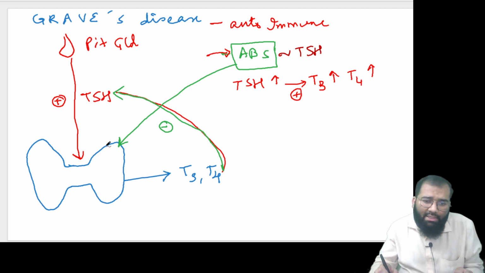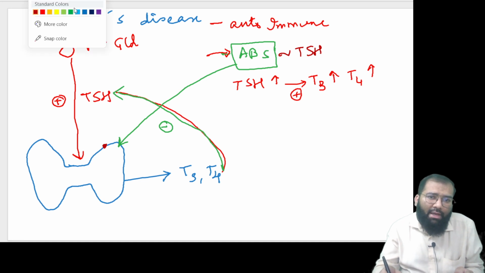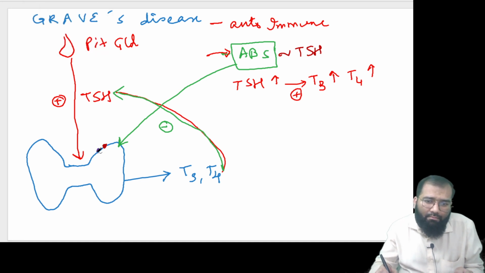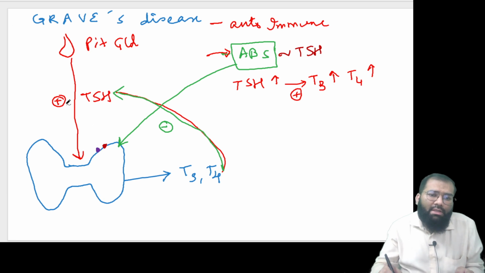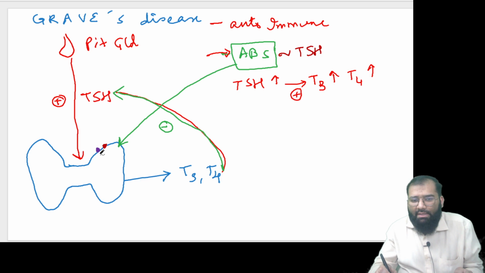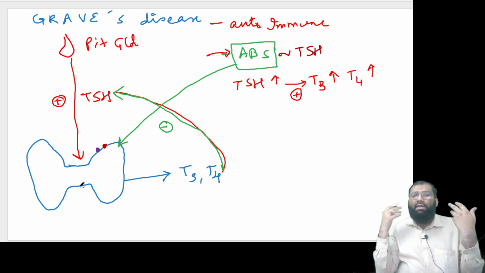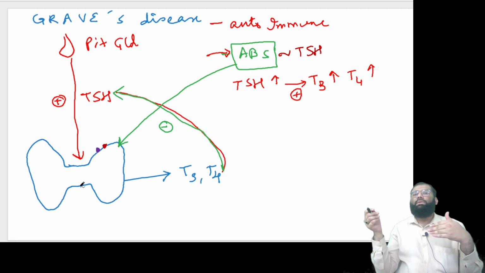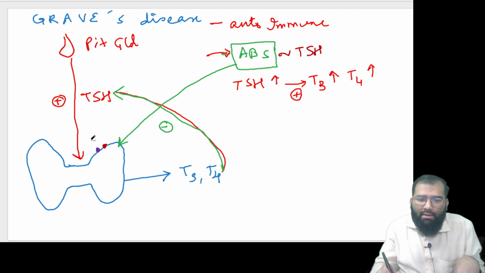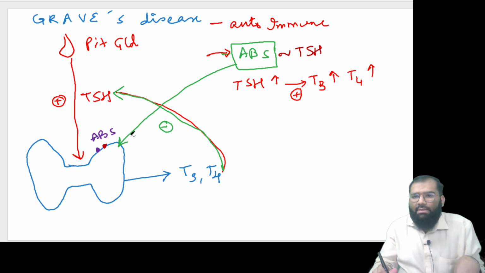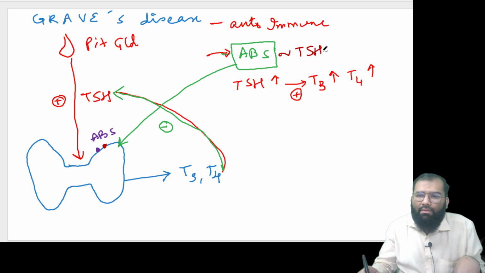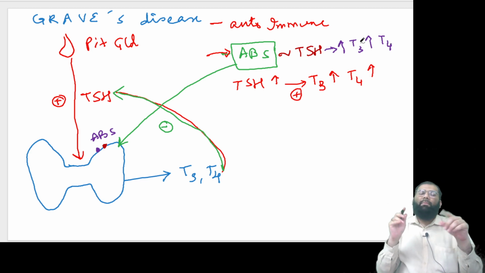So when these antibodies bind to the thyroid, they just look like TSH, they behave like TSH. The thyroid thinks that this is TSH which is increasing, and not the antibodies. So because of these antibodies which are just like TSH, there is an increase in T3 and T4 levels. This is exactly the reverse of what was happening in Hashimoto's.